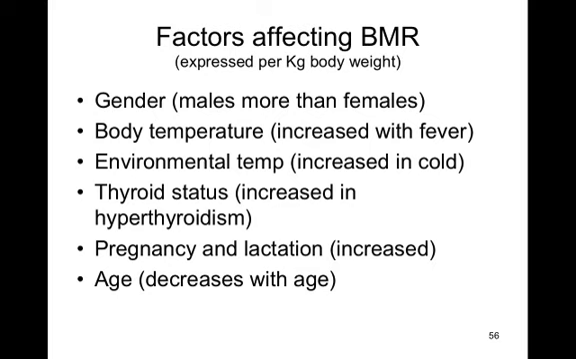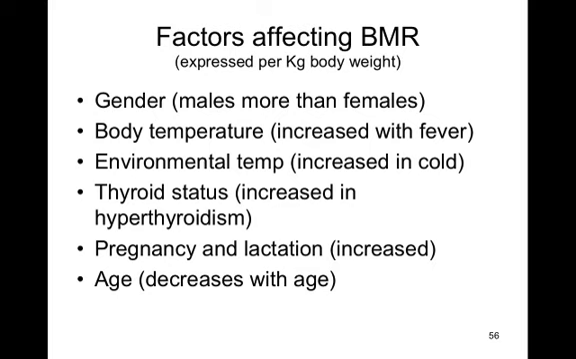So what are some of the factors that affect the basal metabolic rate? Number one is gender. Males usually have a higher basal metabolic rate than females of the same age because males tend to have a higher proportion of lean body mass than females of the same age. Conversely, females tend to have a higher proportion of fat cells, and fat cells have a lower metabolic rate than lean muscle cells.